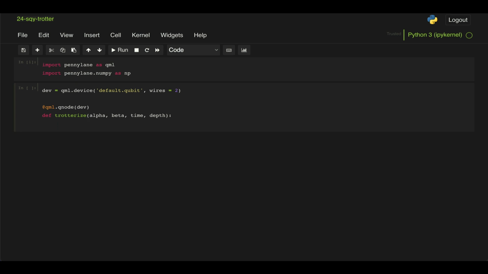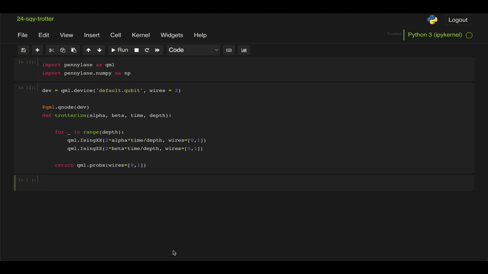Then we need to define our Ising gates. We're going to do the IsingXX, and as we said, 2 times alpha times the time divided by depth, and that's going to go on both wires. And then the exact same thing for the IsingZZ, but here we're going to use beta. Because we need to repeat this n times, or depth times, we put this into a for loop, and that way we apply these 2 gates depth times. Then we're told to return the probabilities of this circuit.